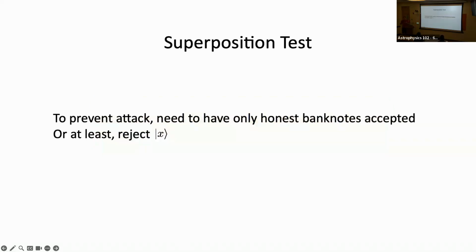Okay, so what we do with this approach is we're going to layer on a superposition test. We want to prevent this attack where the attacker measures the banknotes and then copies the result. To prevent the attack, you need to make sure that only the honest banknotes, say the uniform superposition over S, are accepted, or at least you want to make sure you reject all the singleton states.